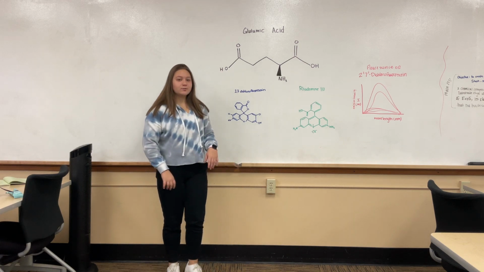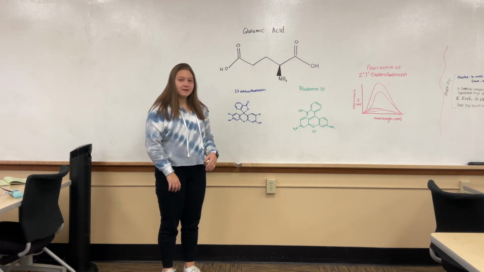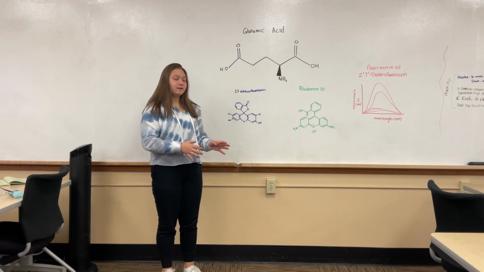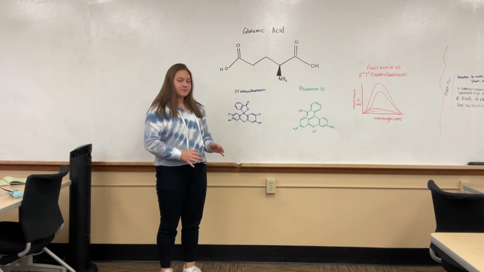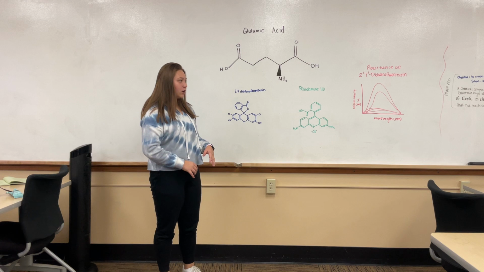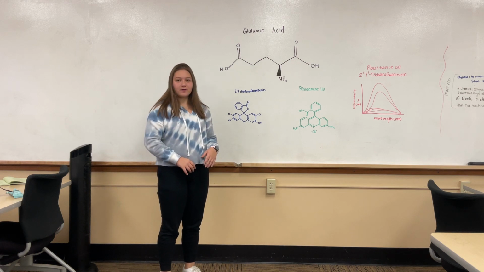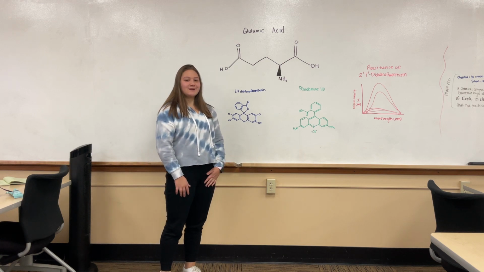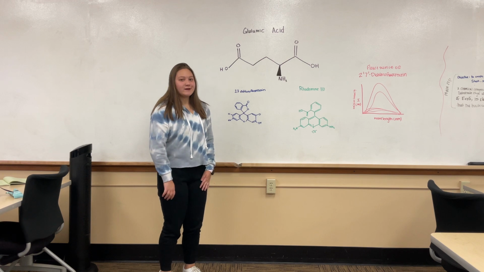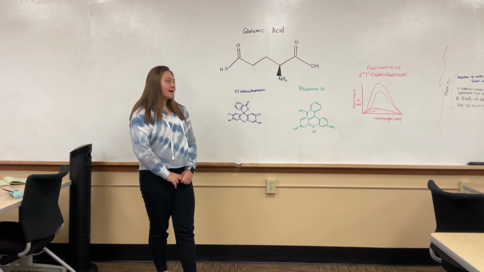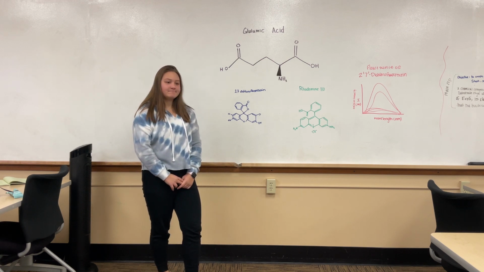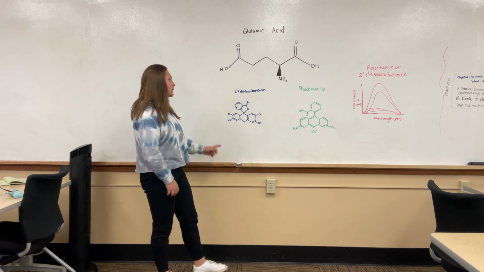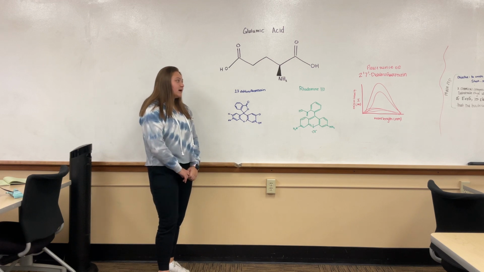The previous group tried rhodamine B themselves and it didn't end up working, so then we decided to try Congo red because it had an amine group that was compatible with our glutamic acid, and we found out that Congo red is actually a pH indicator and did not work for our experiment. So we moved on and tried to find other dyes that would work for us, and we came upon 2,7-dichlorofluorescein and rhodamine 110.